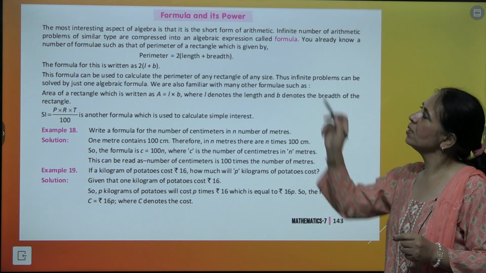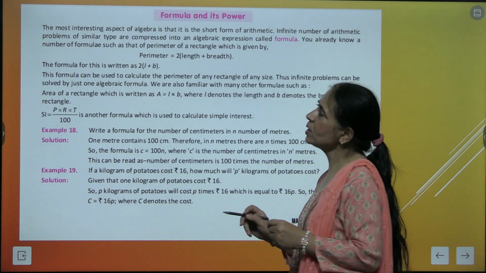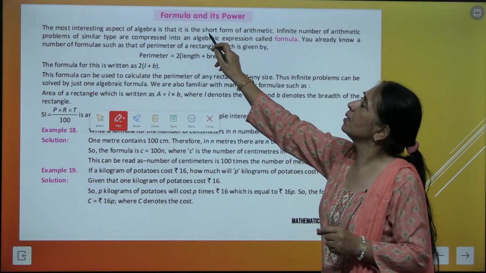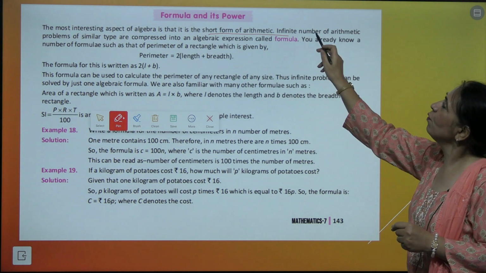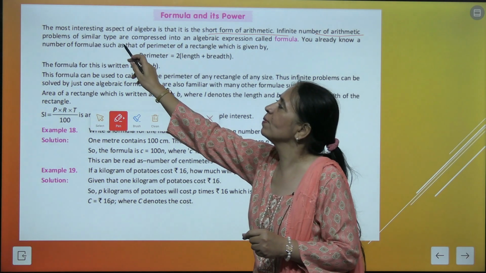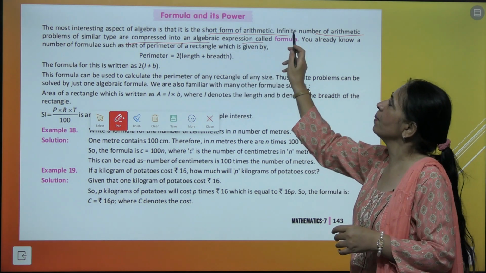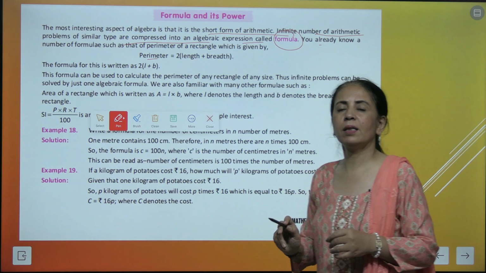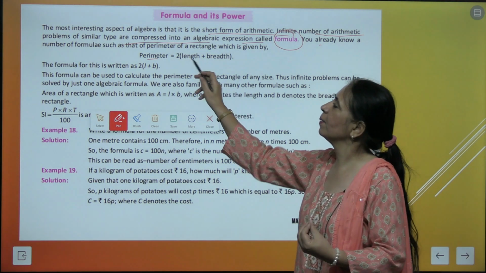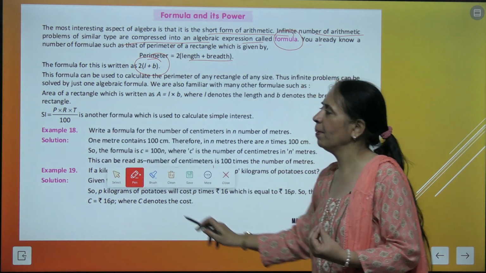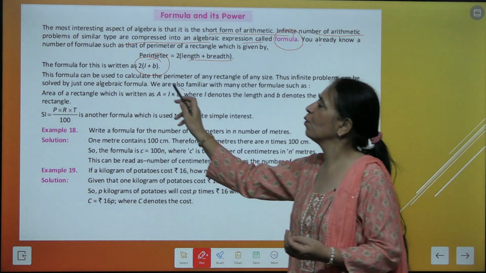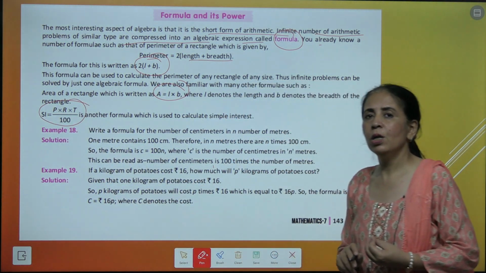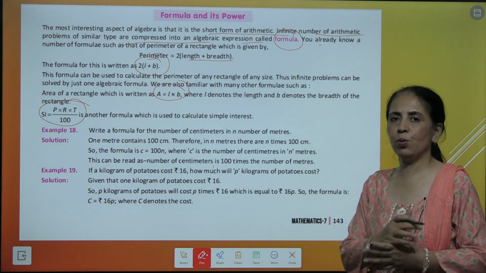Correct? Let's move ahead. Formula and its parts. The most interesting aspect of algebra is that it is the short form of arithmetic, and an infinite number of arithmetic problems of similar type can be compressed into the algebraic expression, and we call it a formula. So you already know, just as we found the perimeter, we made a formula for perimeter, 2 multiplied by length plus breadth. So this is your formula whenever you have to calculate the perimeter. Similarly, we learned the formula for area, length multiplied by breadth. To find simple interest, it is P multiplied by R multiplied by T upon 100. So in this way our formulas help us find values.